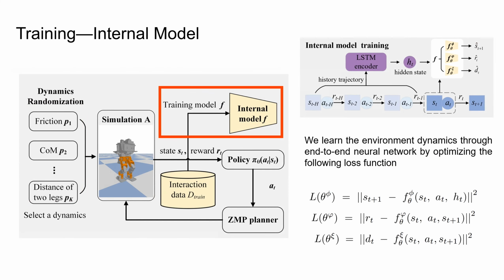The internal model is a learned function that approximates the dynamics of the environment. It takes as input the state, action and a latent vector at time step t and outputs the next state, reward and a done flag. The internal model is trained end-to-end with a neural network by minimizing the loss function defined above.